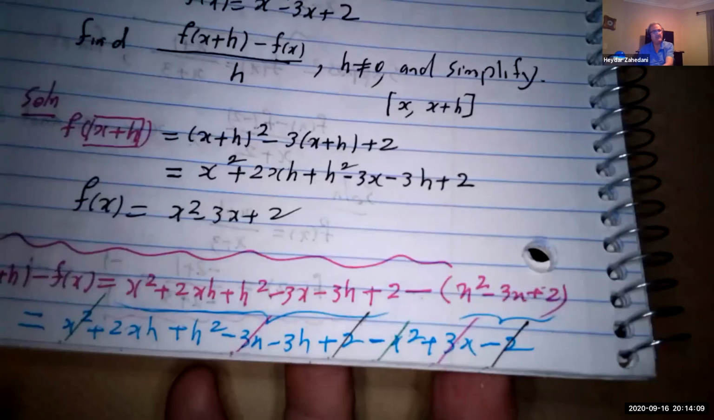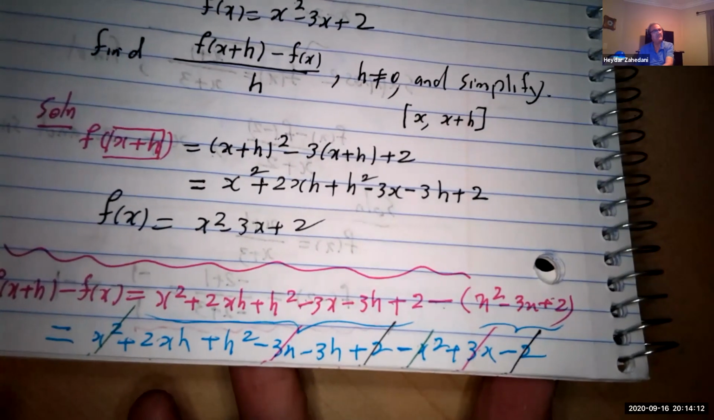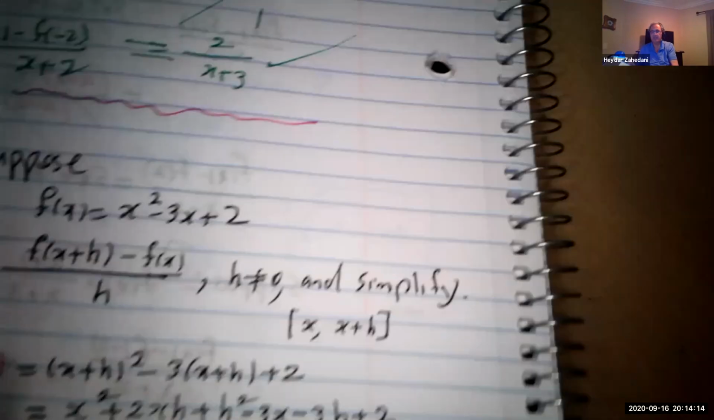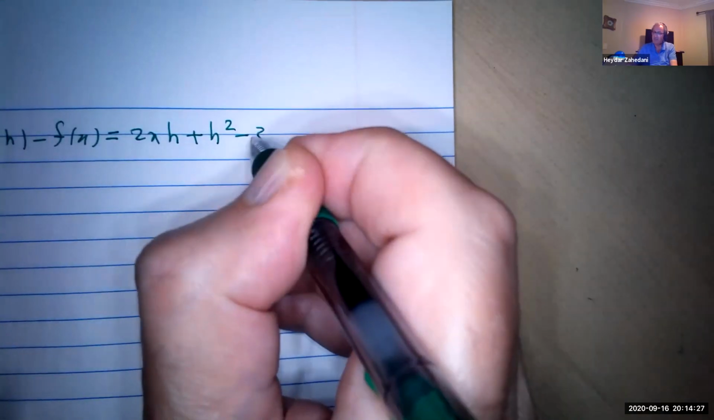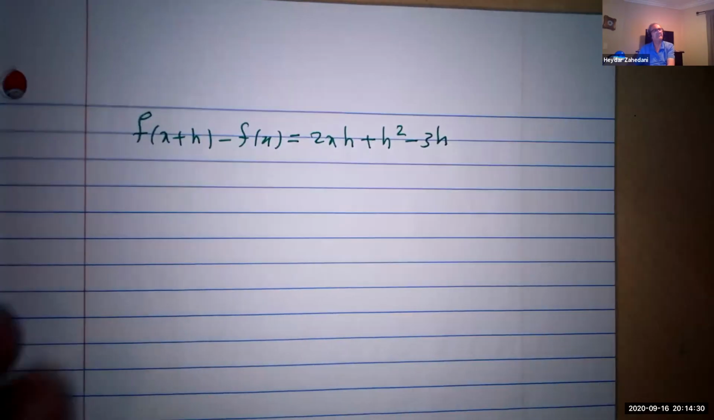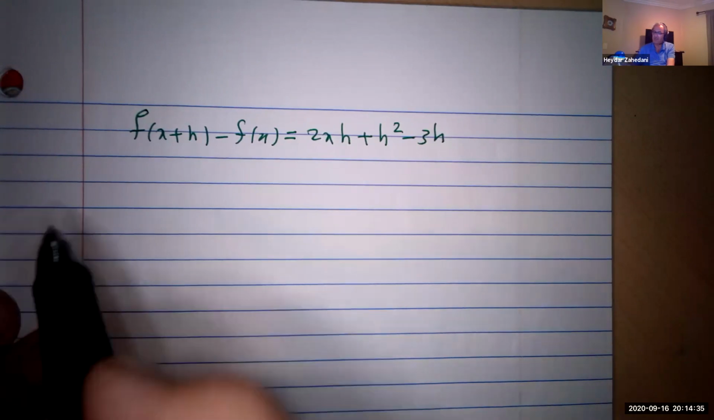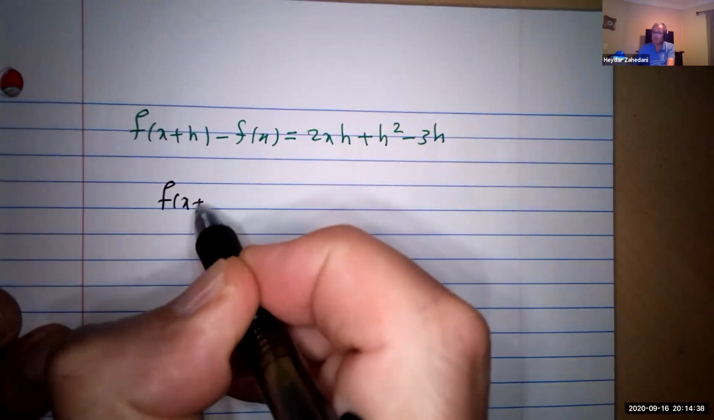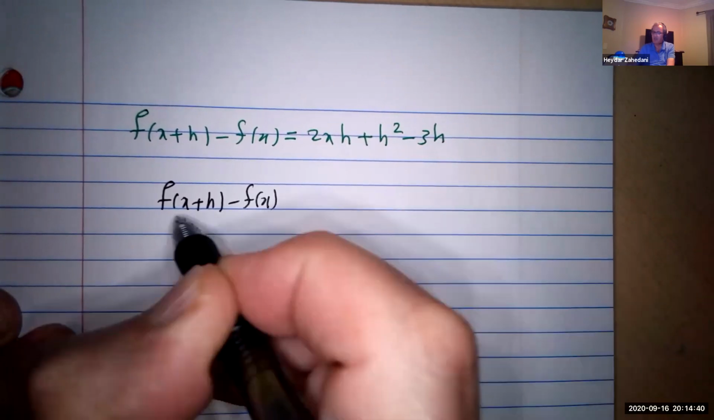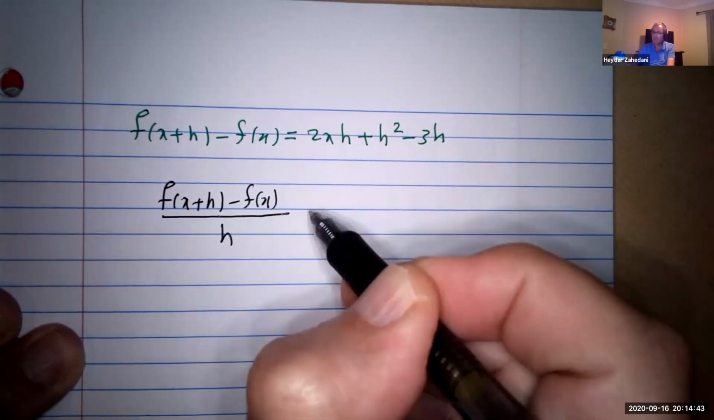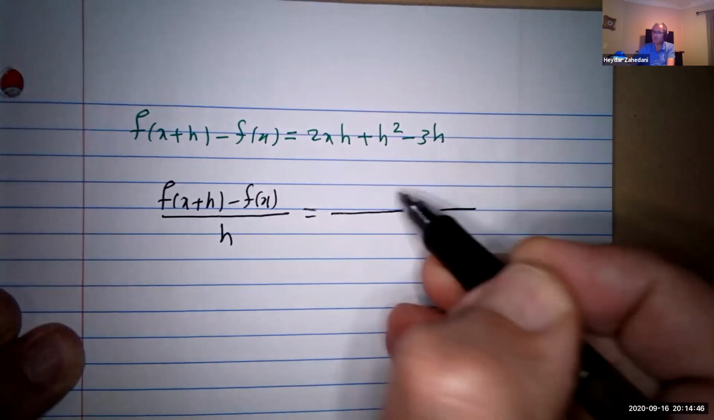Everybody got this one right? Okay, so the leftover is 2xh plus h squared minus 3h, okay? Remember you divide by h because the quotient difference is f of x plus h minus f of x over h. This is where you get the common factor and you simplify it down.